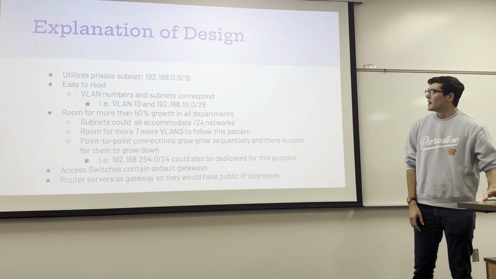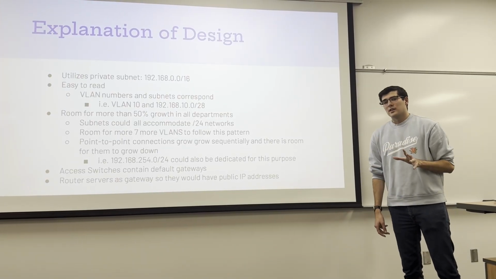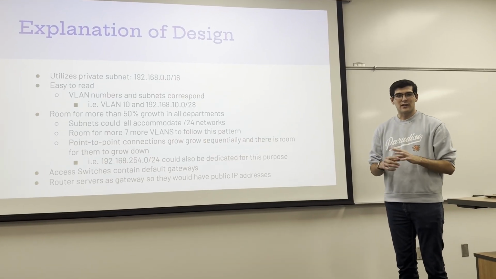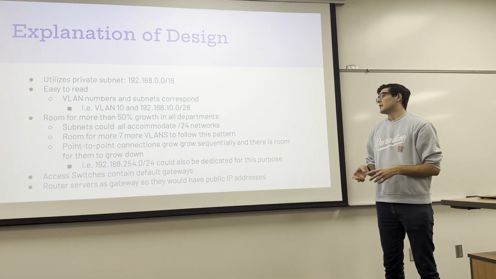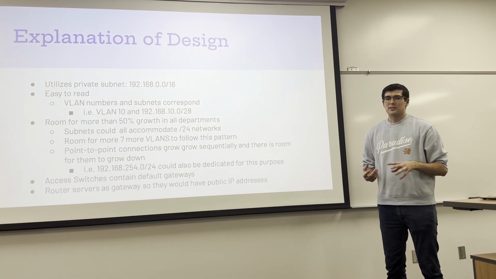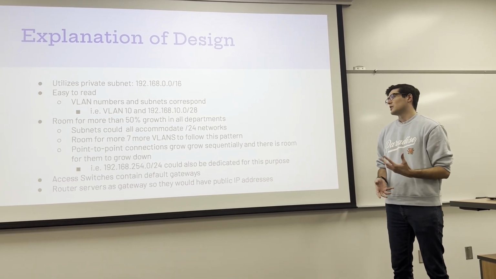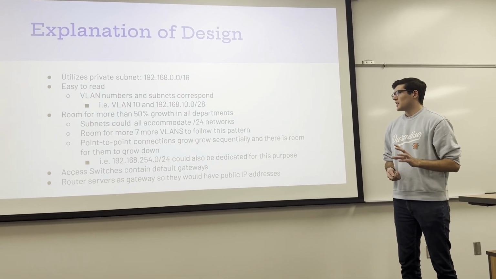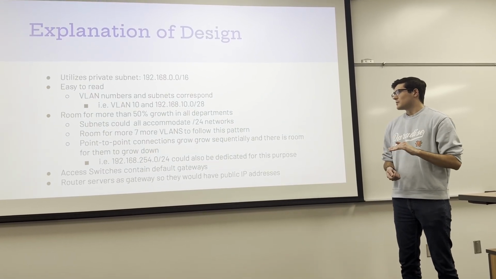Just to summarize the key points of our subnet addressing, VLANs, all of the addressing plan: it utilizes the private subnet 192.168.0.0. That's a secure private subnet. That's something that we can very easily use and implement. Like I said, it allows us to manipulate the addresses so that it's readable.